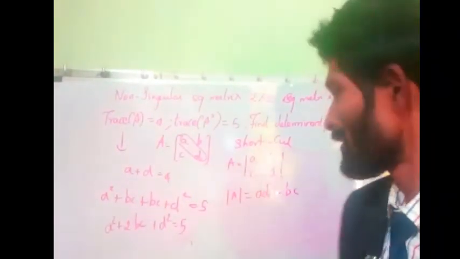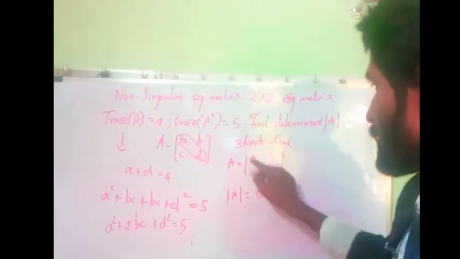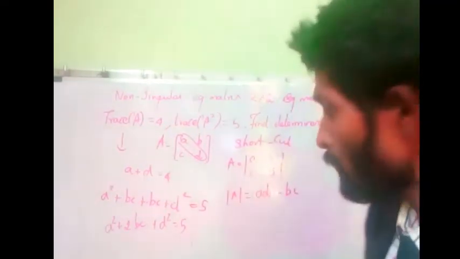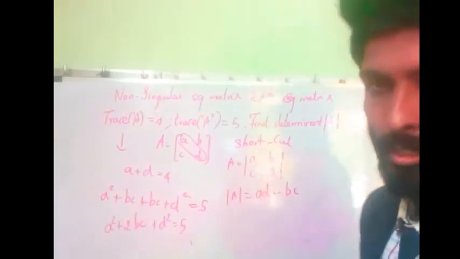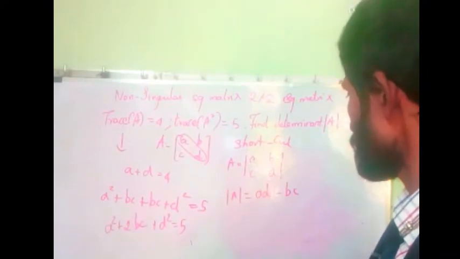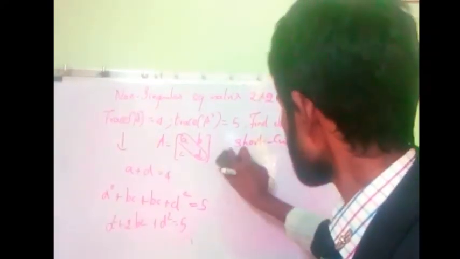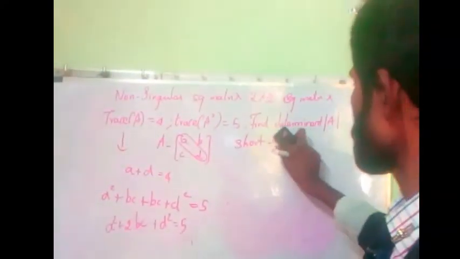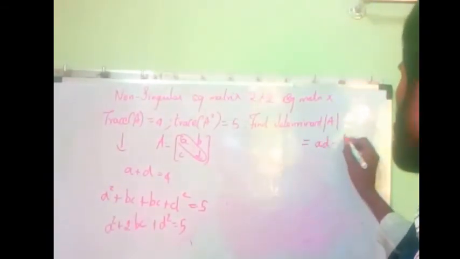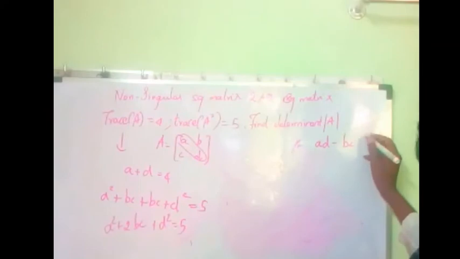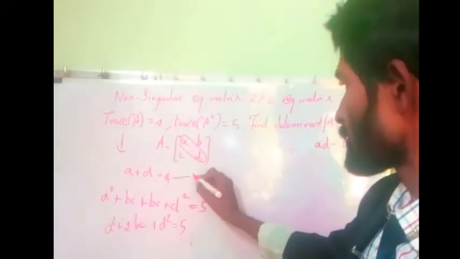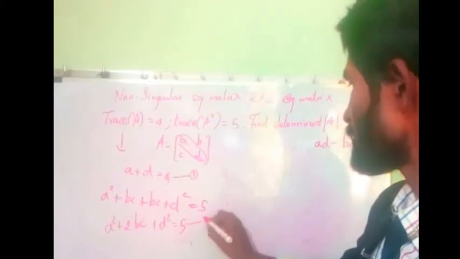Determinant is very simple. For a 2 cross 2 matrix, this way multiplication minus this way multiplication. So we have to find ad minus bc. No problem. I hope you understood. Now I just drop this one and write here. So finding the determinant means finding ad minus bc. Can we go? Take this as 1 and take this as 2.